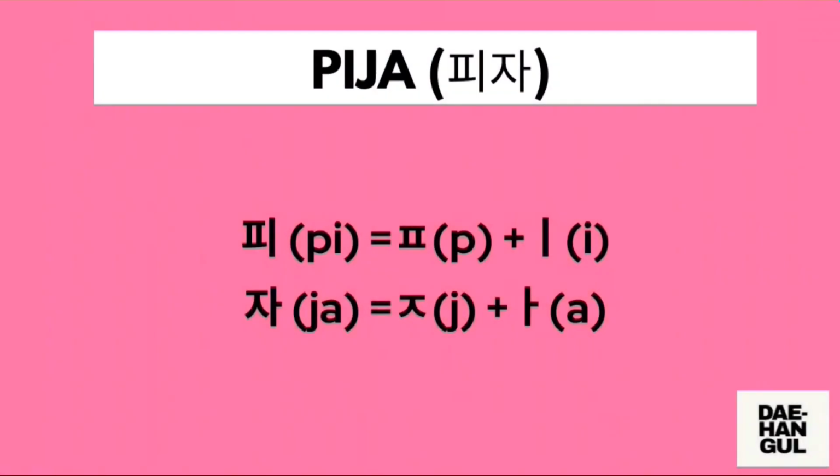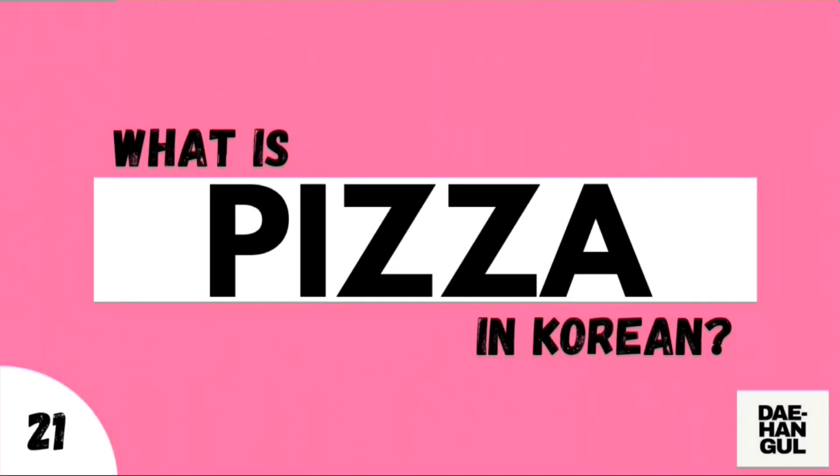How do we write pizza in Hangul? Let's start with the first syllable. First, we need to draw a P character followed by the E character. And then for the second syllable ja, we need to draw first a G character followed by an A character. And then we just have to combine the Hangul for each of these two syllables to form the Hangul of the word pizza. And with that, you already know what is pizza in Korean.